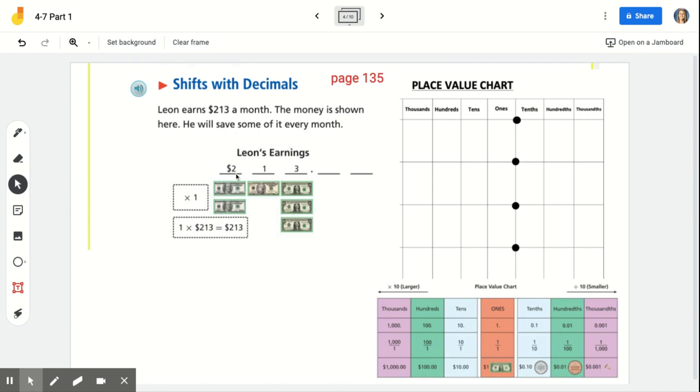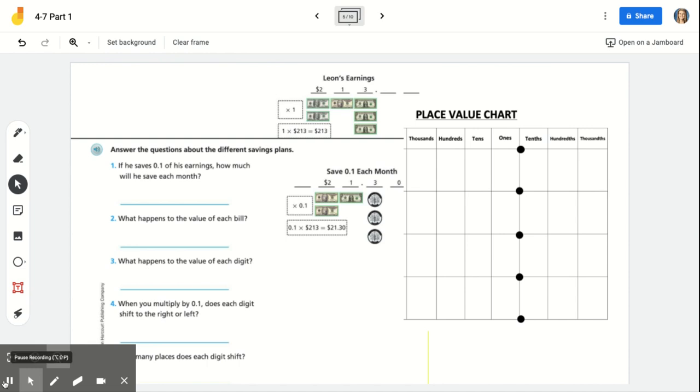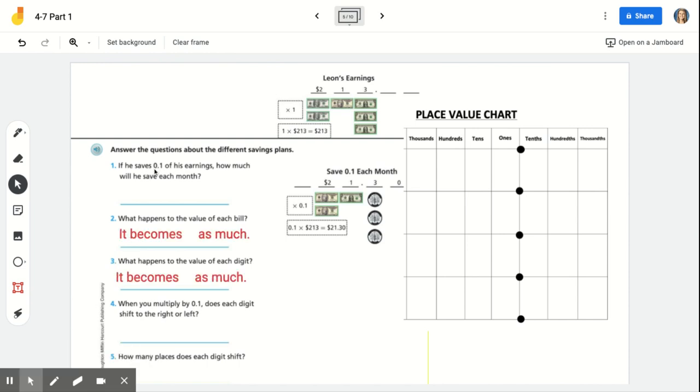So we have 213 written out in its correct place values, and again, the currency underneath each digit representing the value of each number. So 213, take a look at that really closely. And then let's take a look at numbers 1 through 5. Okay, number 1 says if he saves 1/10 of his earning, how much will he save each month?